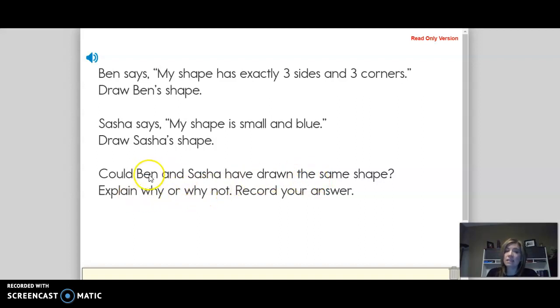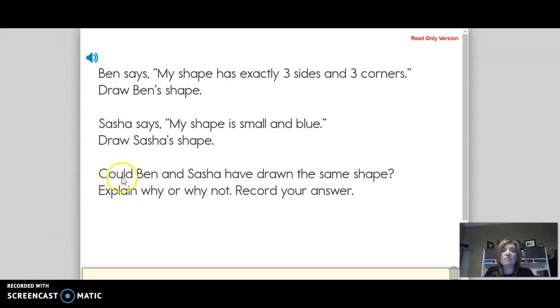Because yes, Ben and Sasha could have drawn the same shape because, or no, Ben and Sasha could not have drawn the same shape because. So I'm going to let you go ahead and write down your answer for this, and we'll come back and talk about it together in just a minute. Okay, friends, you've had time to think about it.